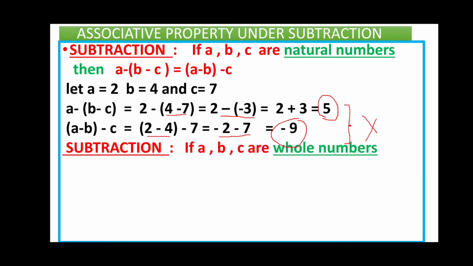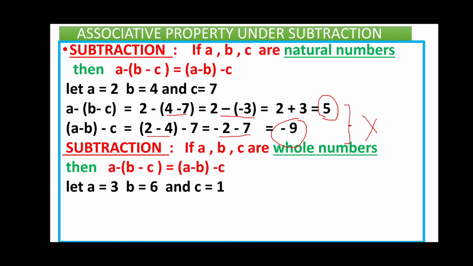Now, let us see for the whole numbers. If A, B, C are whole numbers, then (A − B) − C equals A − (B − C). The same as for the natural numbers, for the whole numbers also. Here I am taking A as 3, B as 6 and C as 1. Now let us substitute these values in this equation. As we already said, we have to first solve the operations which are in the bracket. So we got −2.